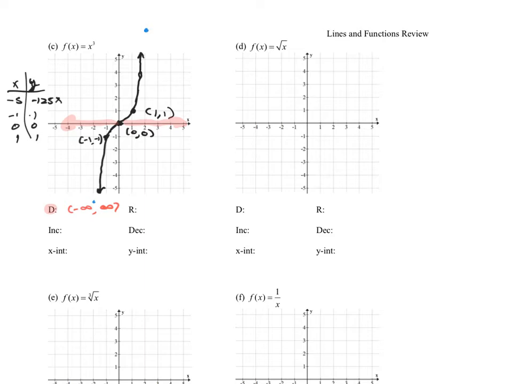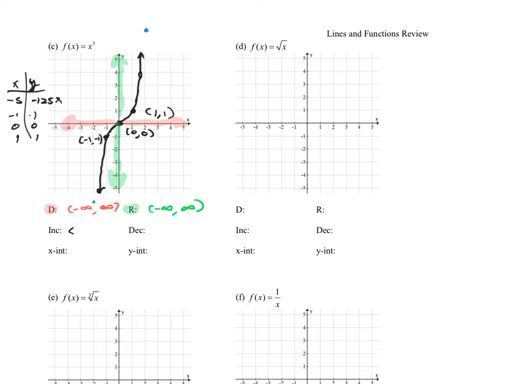Range again being how far down and how far up does it go? Well, this graph would definitely go all the way down. This graph would also go all the way up. So the range on this most certainly would be -infinity all the way down to infinity all the way up. Increasing and decreasing is the x values. As I go from left to right, is my graph going up or down? Well, notice as I go from left to right, I'm always going up. That means I'm always increasing.